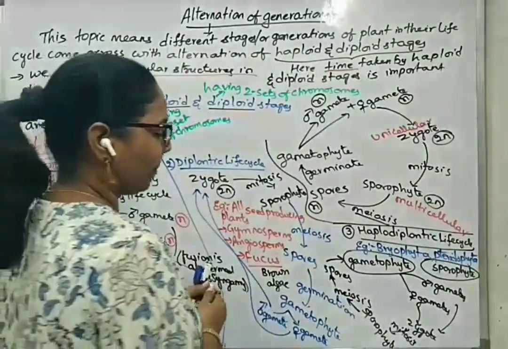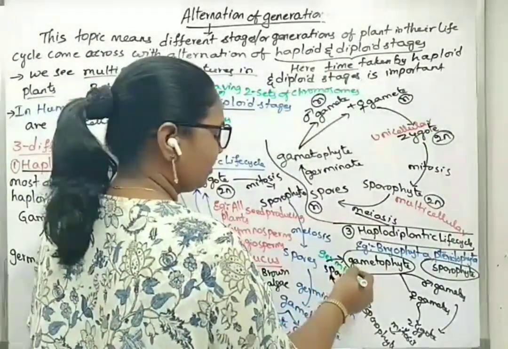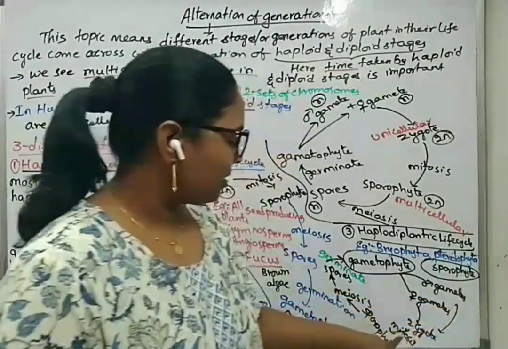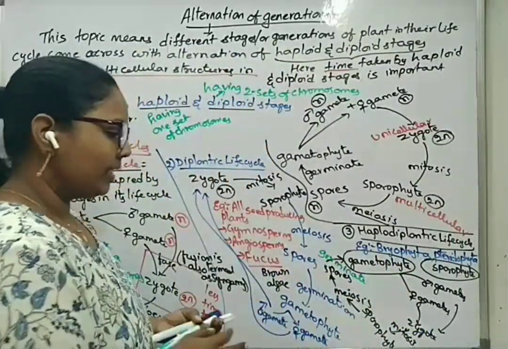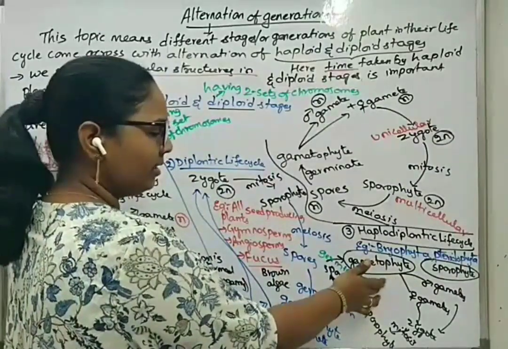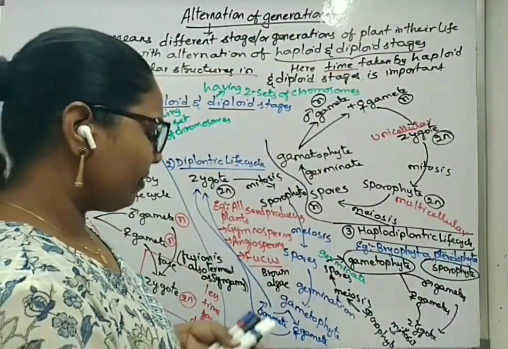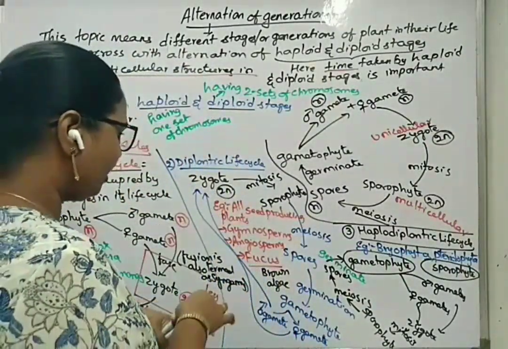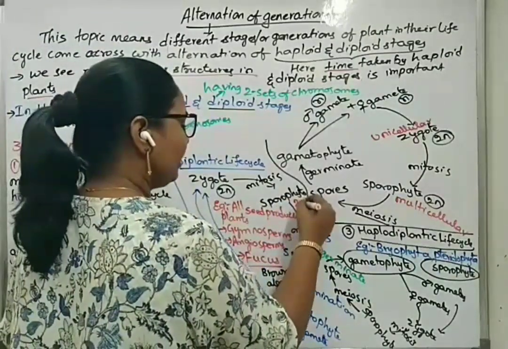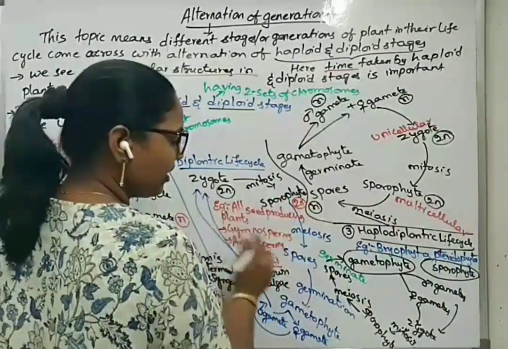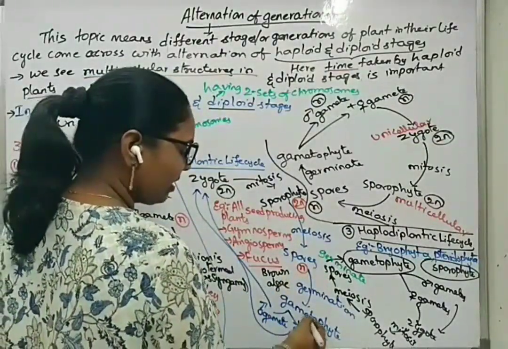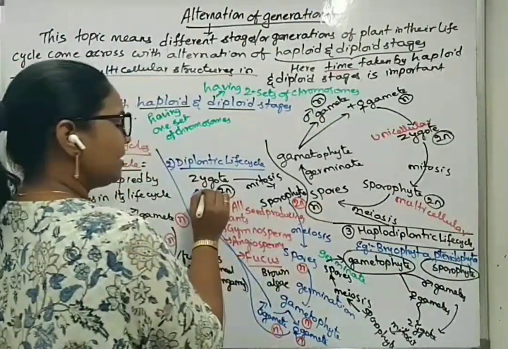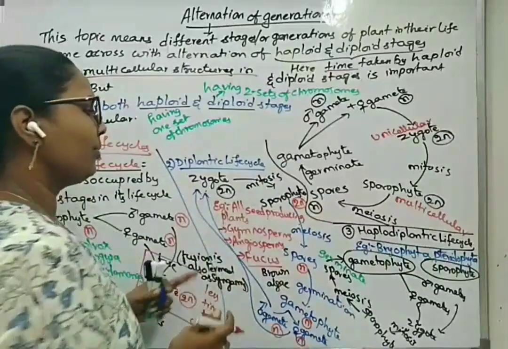Now, if we start with the pteridophyte sporophyte also, the cycle has to be repeated from there. Normally, we start with either a gametophyte or a sporophyte. Here we have to understand one point: in the diplontic life cycle, the zygote is diploid, the sporophyte is diploid. The others are haploid. But still, in the diplontic life cycle, more time is occupied by the zygote and the sporophyte. So this type of life cycle is called the diplontic life cycle.